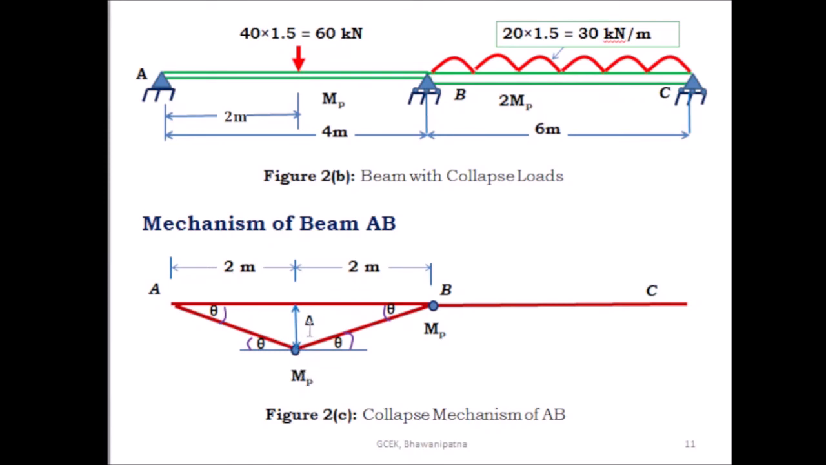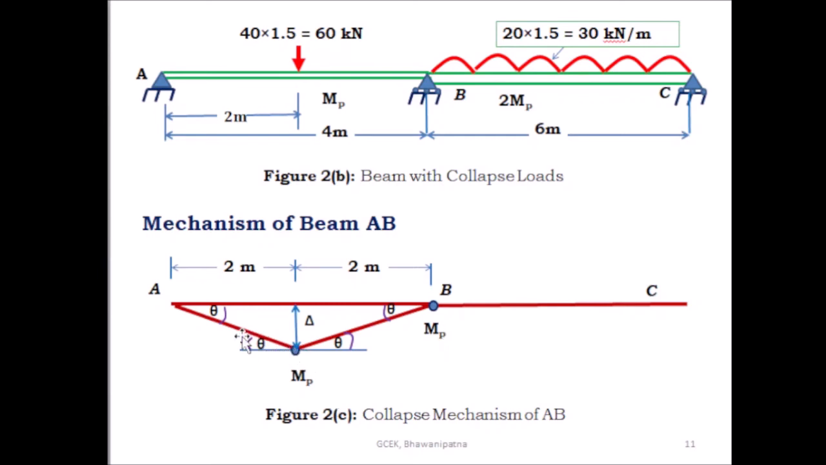So here under the loading 60 kilonewton the plastic moment is MP. At the plastic hinge B you have to take MP, because this side is MP and this side is 2 MP. So you have to take the minimum plastic moment at the intermediate support. Here the plastic moment is equal to MP and MP.